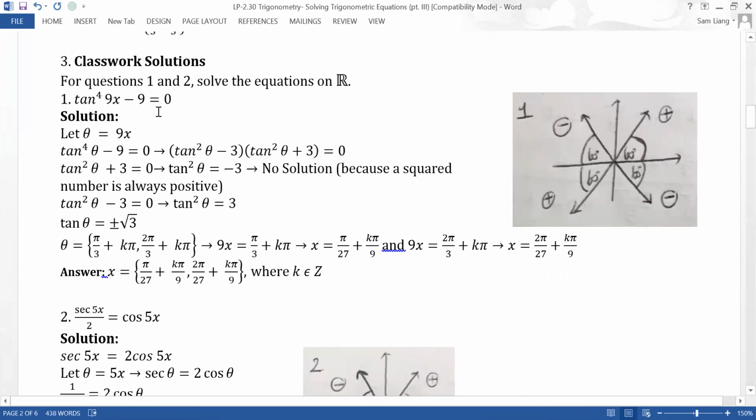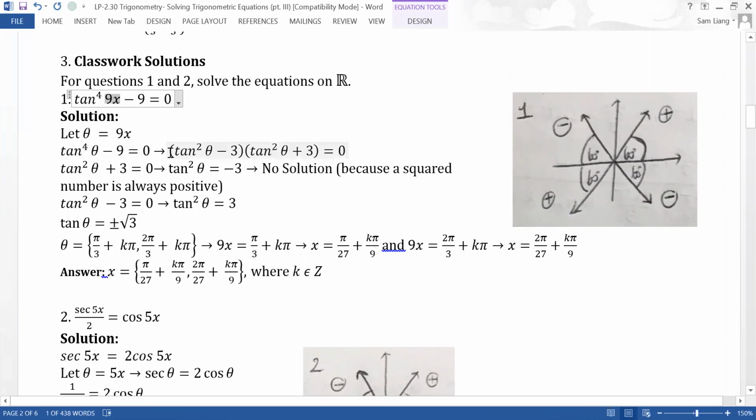All right. Questions 1 and 2 on the classwork we're going to solve on R, so we don't have to plug in specific k values. We're just going to find the general solution. First thing I do is let theta equal 9x, because it'll be easier to work with this equation if you do that. You're going to get 10 to the fourth power of theta minus 9 equals 0.